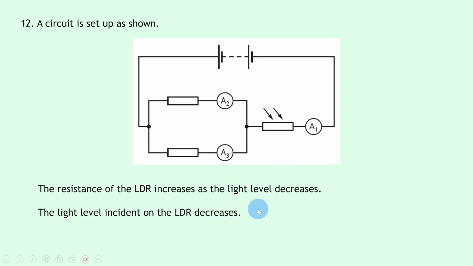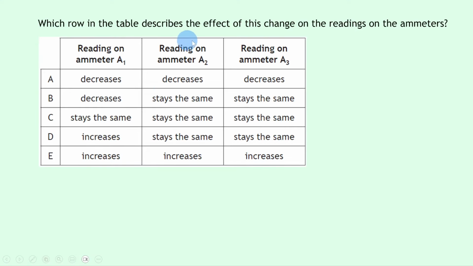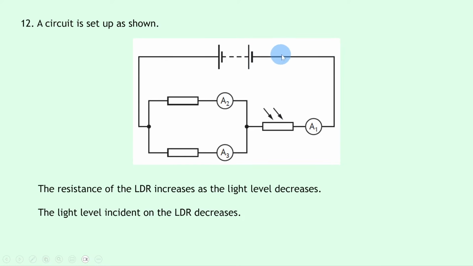So we're told that the light level is going down, so that means the resistance of the LDR must be going up. It then says which row in the table describes the effect of this change on the readings on the ammeters. Well, firstly remember that current splits up through each branch in a parallel circuit. So looking back at the diagram, the current is the same at these points, but then when we get to here, the current will split up across these 2 resistors.